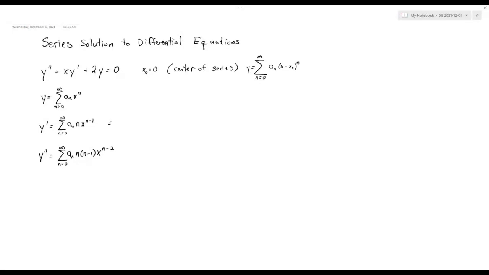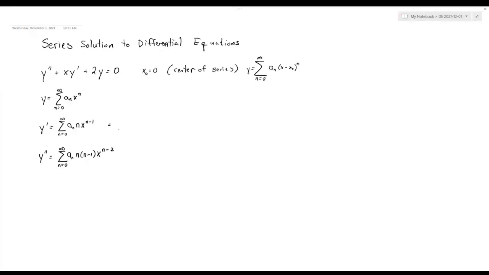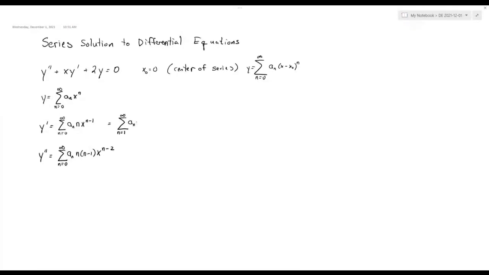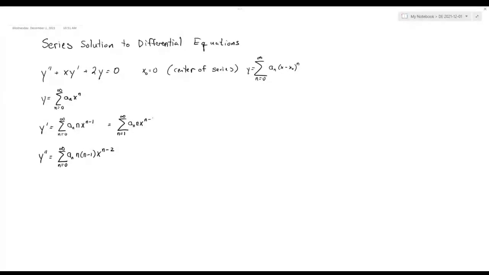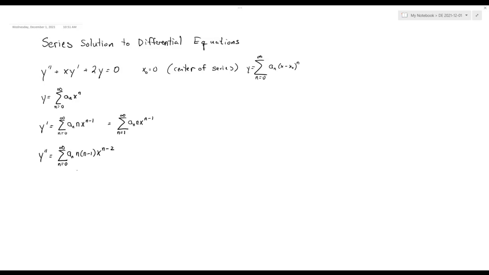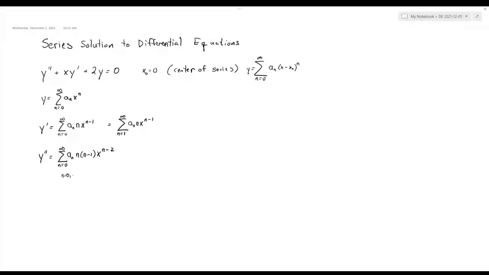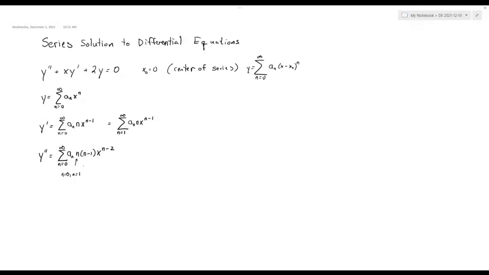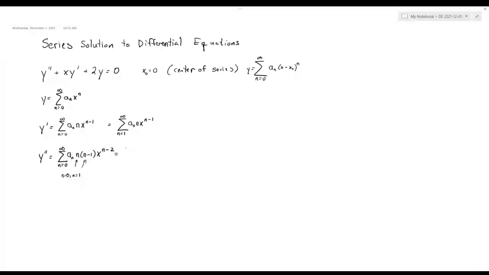We can note that when n is 0, because we have an n over here, the first term of our series is 0. So if we want to, we could start this series at n equals 1, because when n is 0, the term in our sum is 0 anyway. Similarly, here, for n equals 0 and n equals 1, these make the terms 0. So if we need to, we can start the index at either 1 or 2.